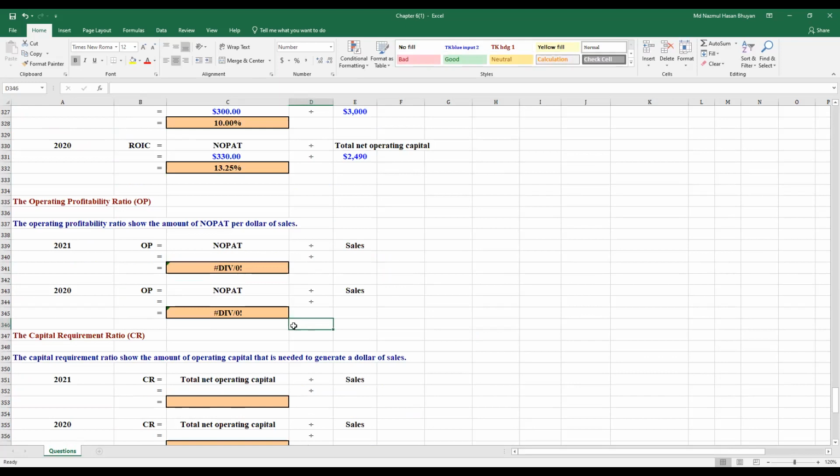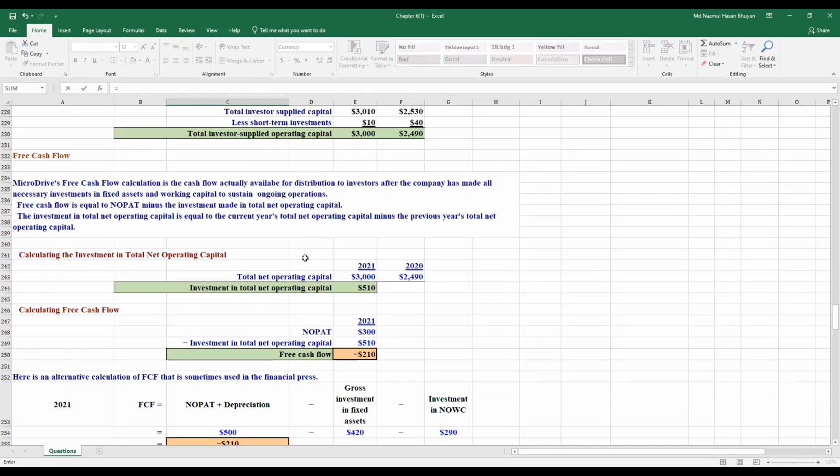Now let us calculate operating profitability ratio. So here we measure for every dollar of sales revenue, how much we can retain as net operating profit after tax. So you want to retain as much as possible from your sales revenue as net operating profit after tax. So the higher the value of operating profitability ratio, the better you are.